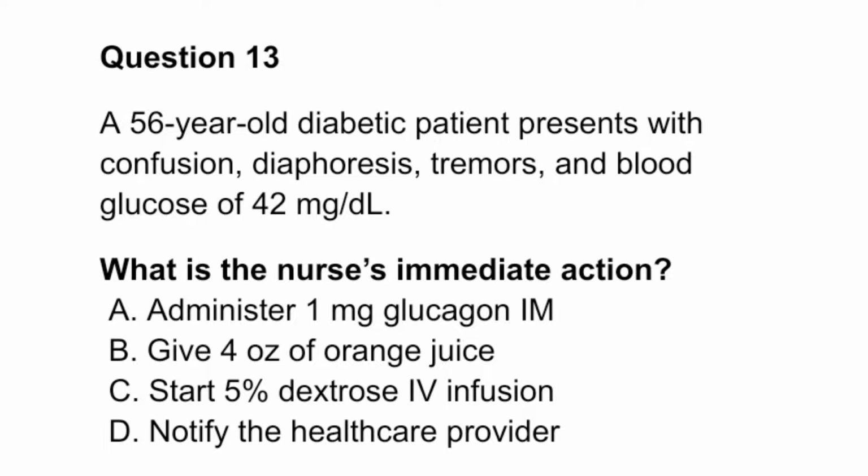Question 13. A 56-year-old diabetic patient presents with confusion, diaphoresis, tremors, and blood glucose of 42 mg per deciliter. What is the nurse's immediate action? A. Administer 1 mg glucagon IM. B. Give 4 ounces of orange juice. C. Start 5% dextrose infusion. D. Notify the healthcare provider.